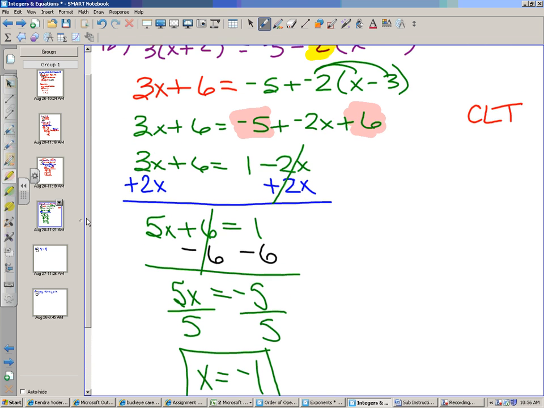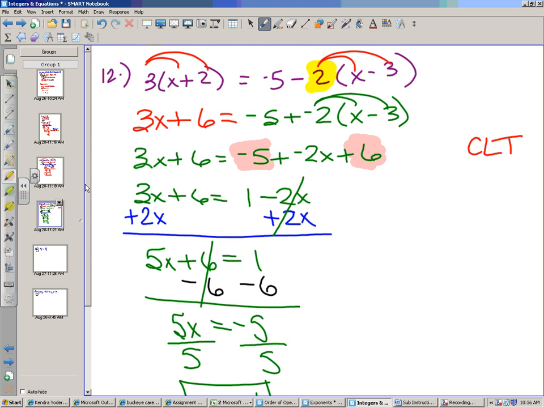The biggest thing I really want to push you guys to do is this step right here. This step where you are changing your subtraction to addition is so crucial so that you do not make mistakes, okay? So please make sure you're checking that out and not messing that up, all right?